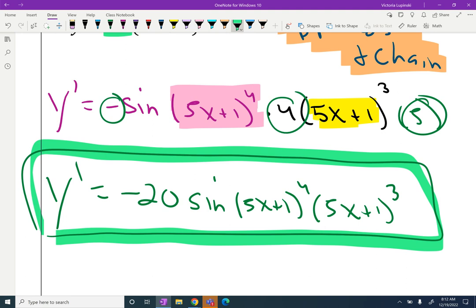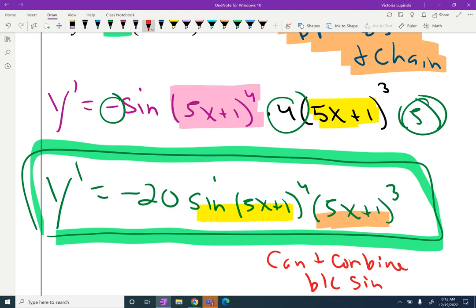Good question. You can't add them because this is the sine of something where this is just a regular 5x plus 1. So you cannot combine them. You can't combine because of the sine, just in case you want to write yourself a little note. If we did it around the whole sine, plus 5x plus 1.